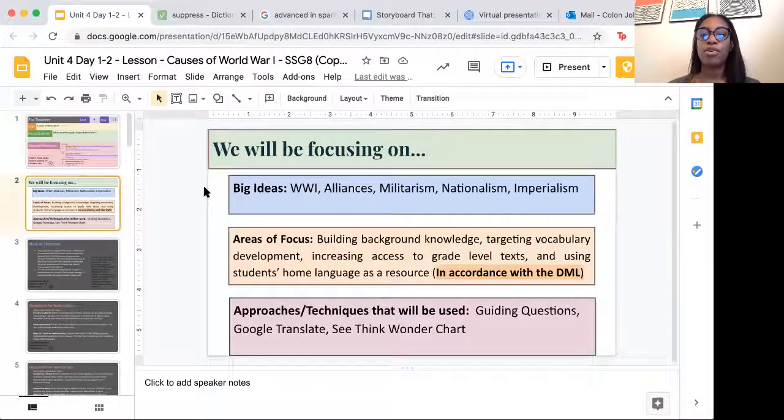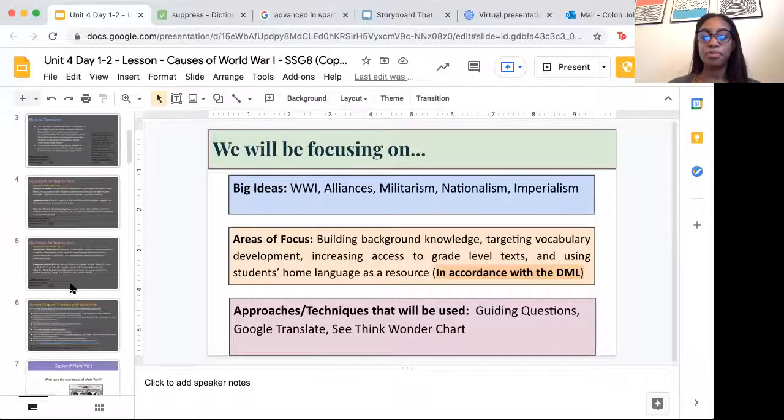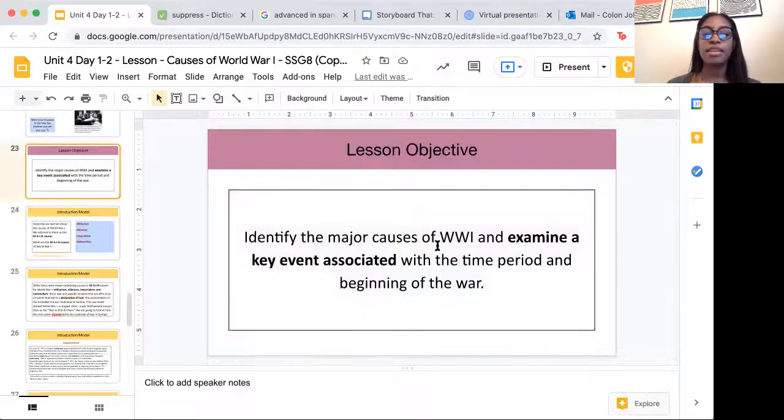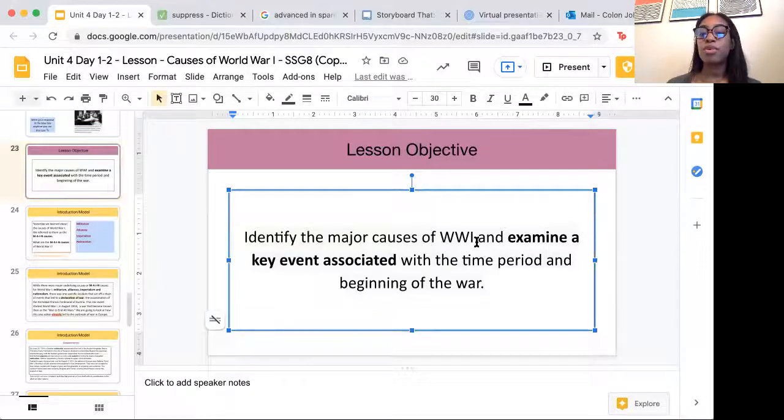So our big ideas are, of course, main, right? So World War I, alliances, militarism, nationalism, and imperialism. And our areas of focus, of course, for days 1 and 2: building background knowledge, targeting vocabulary development, increasing access to grade level texts, and using students' home language as a resource. This is all in accordance with the division of multilingual learners. And we are going to be exploring Google Translate and guiding questions.